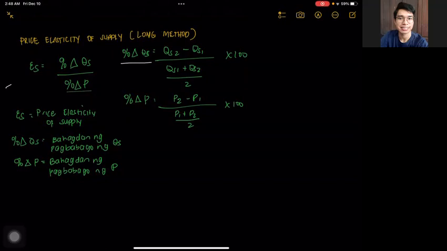So, makukuha natin ito sa pamamagitan ng formula. Susundin lamang po natin yung formula. So, makukuha natin ito sa dalawang paraan. Una is yung long method, pangalawa is the short one. So, umpisa natin sa mas mahabang paraan.